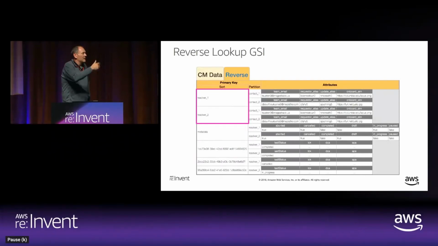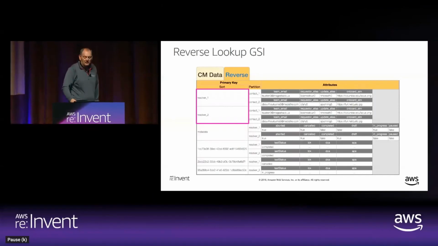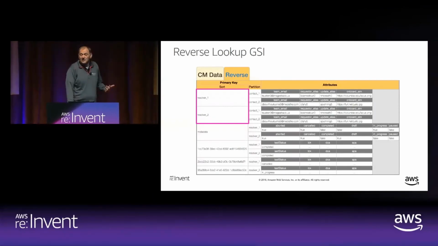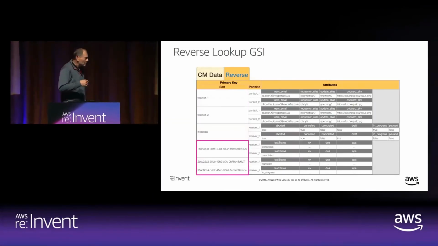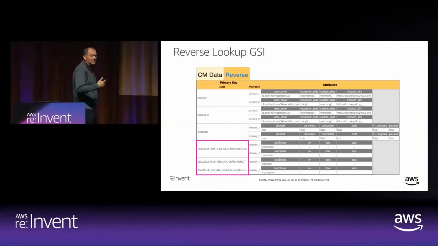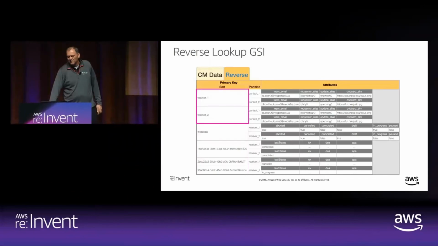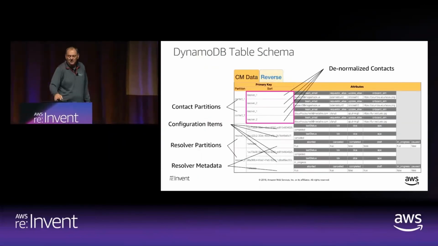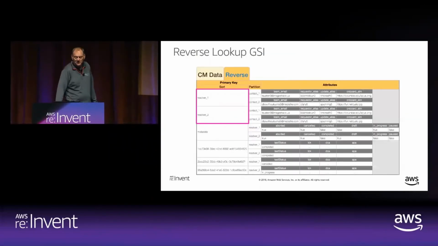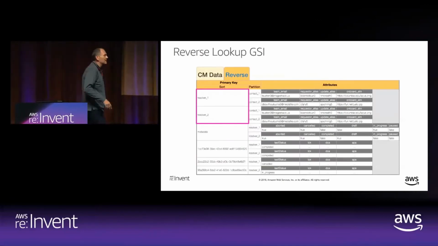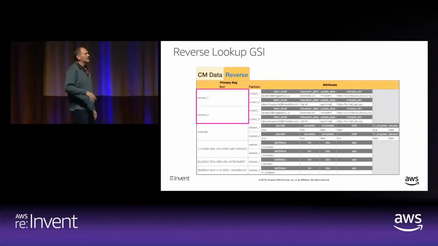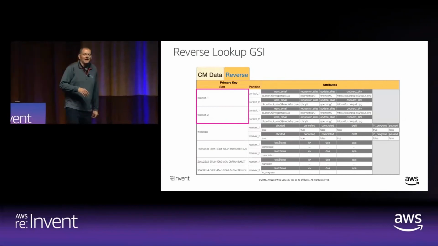Read the partition key with the resolver group ID and get all of the contacts for a given resolver group. Or I can get all of the resolver groups for a given configuration item. Right, again, all I've done is I've taken that primary table, and I've created a reverse lookup on the partition and sort key. So now the sort key is the partition key, and the partition key is the sort key for the GSI. It gives you that kind of reverse lookup.